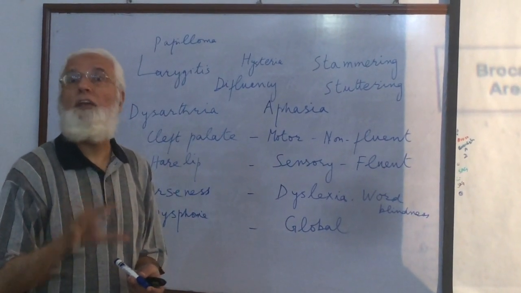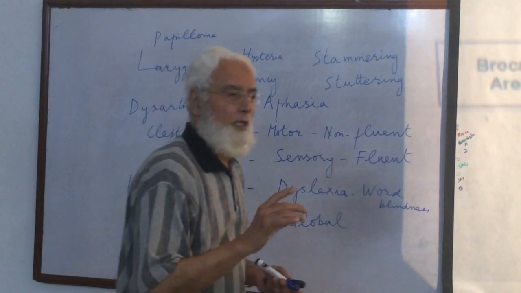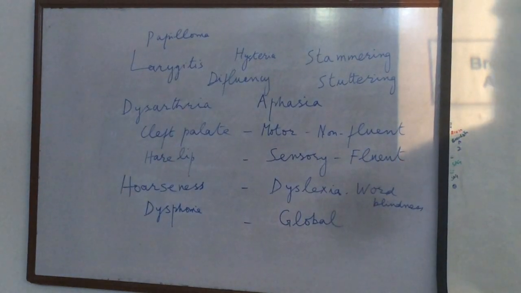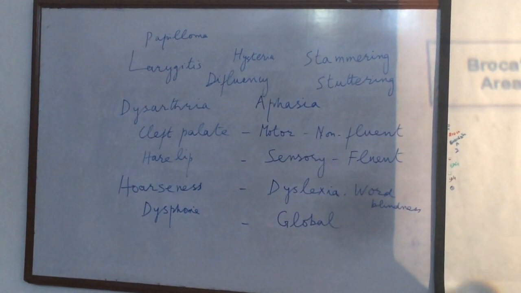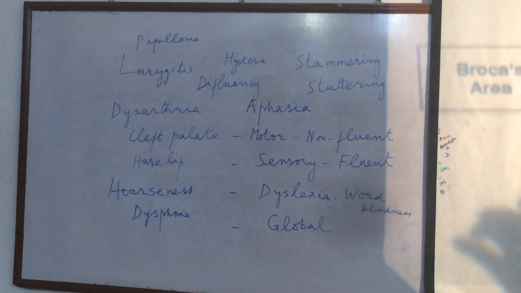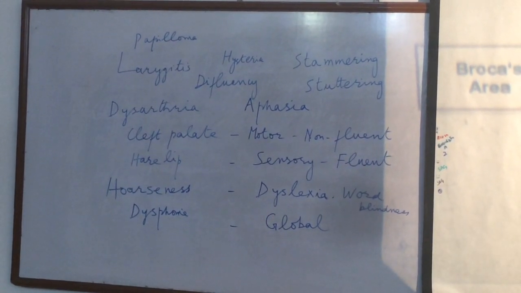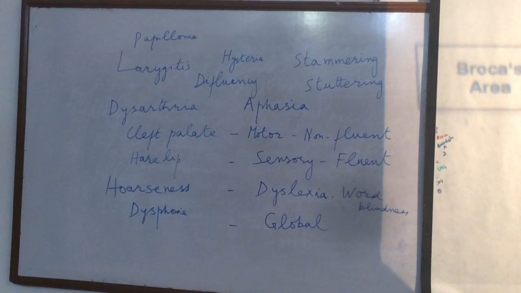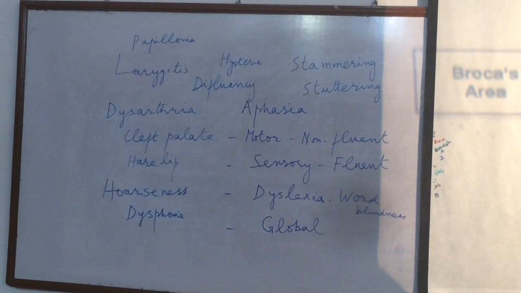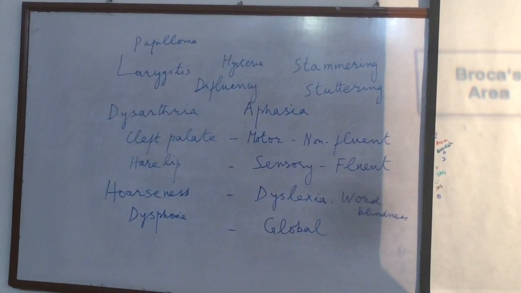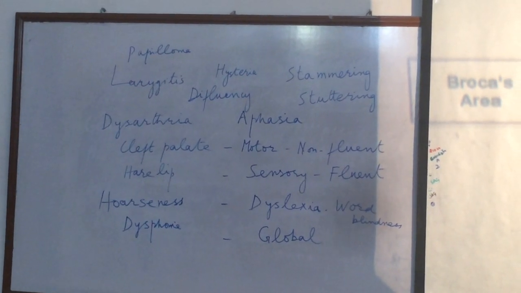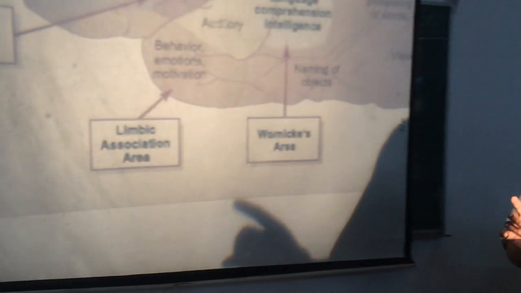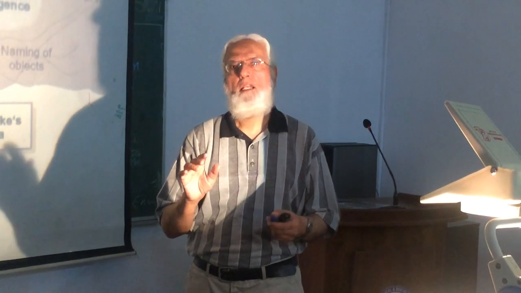syllables, and phrases. So in this disorder, the normal rhythm of speech is interrupted by arrest, repetition, and prolongation of words, phrases, or syllables. Right? This is stammering or stuttering. It is dysfluency of speech in which normal rhythm is interrupted by arrest, repetition, and prolongation of words, syllables, and phrases.